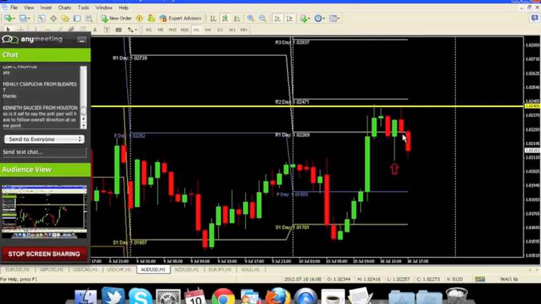So a lot of gurus tell you to trade pivot points, yes, but they forget to mention, or maybe they don't know, that there is significance if you use the pivot points from the past.